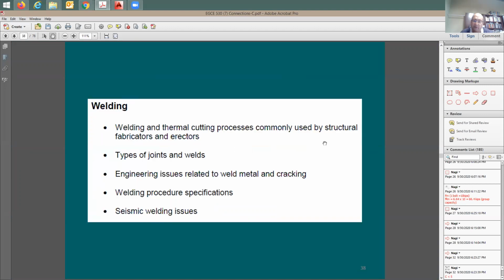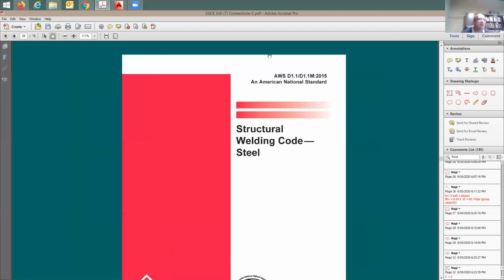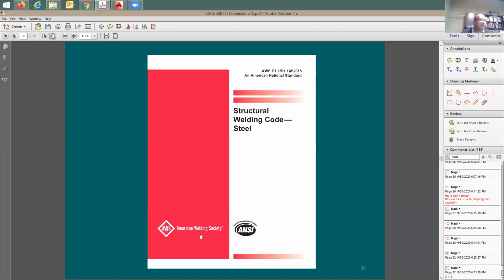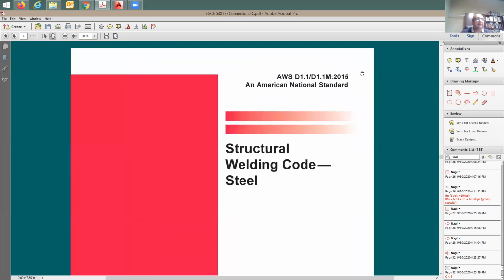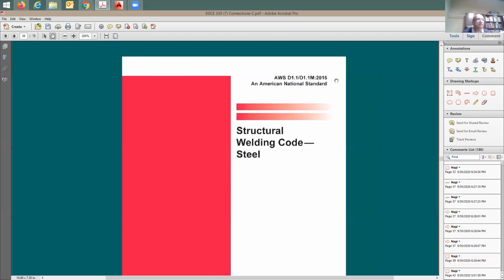Now let's move on. We're done with bolted connections. Now we're going to be moving to welded connections. In welded connections, we're going to have a few different types of welding. If you're doing gravity welding, you're going to be following the AWS, American Welding Society, and the document is going to be this one. Just remember it is D1.1. If you're looking for any information about welded connections, you need to come to this one.